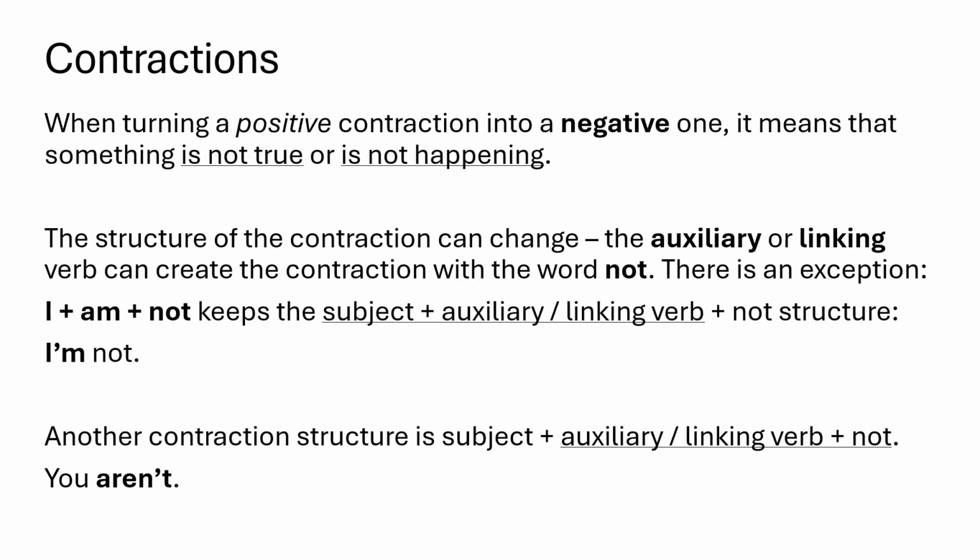When turning a positive contraction into a negative one, it means that something is not true or is not happening. The structure of the contraction can change. The auxiliary or linking verb can create the contraction with the word not.